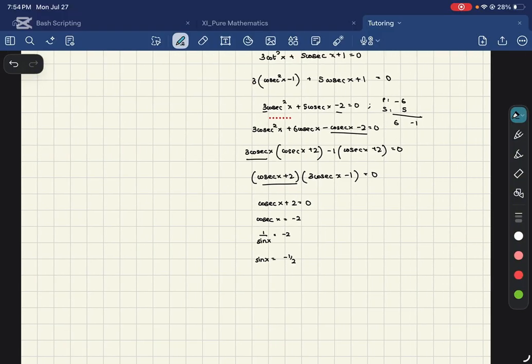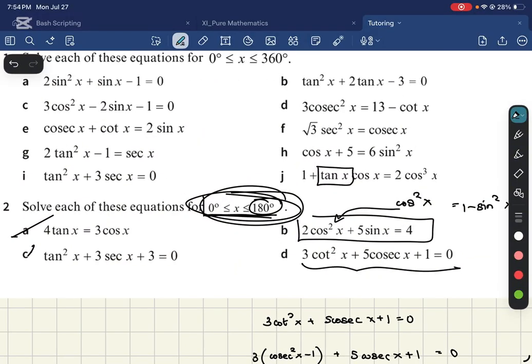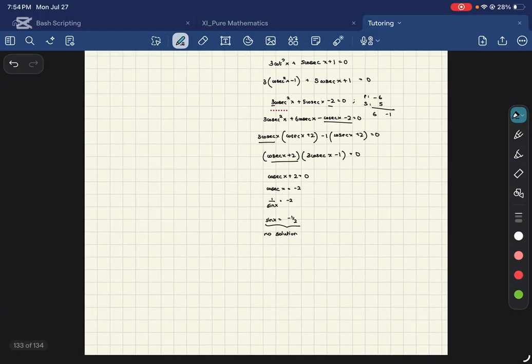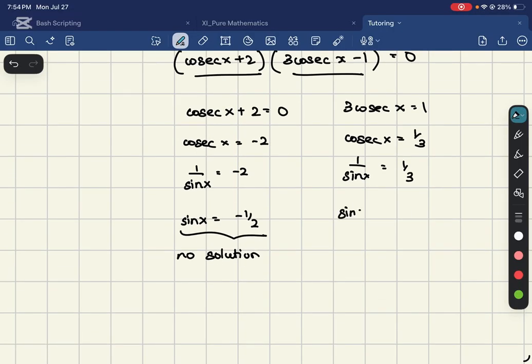So now let's solve for this, right? Between 0 and 180 degrees. So x, there is no solution, right? Why? Because between 0 and 180 degrees, we're in the first and the second quadrant, and sine is always positive. So there is no solution for this expression. All right, so let's work with this. 3 cosecant x is equal to 1. Cosecant x is equal to 1 over 3. 1 over sine x is equal to 1 over 3. And sine of x is equal to 3. But this also has no solution.